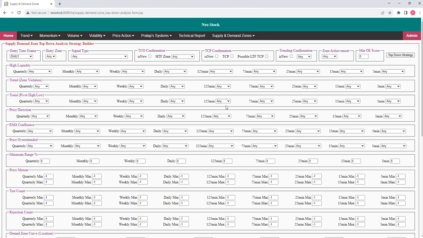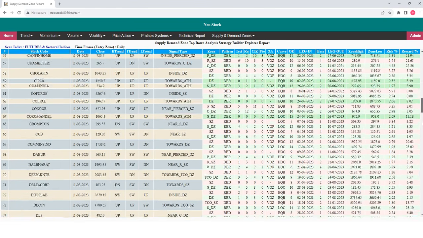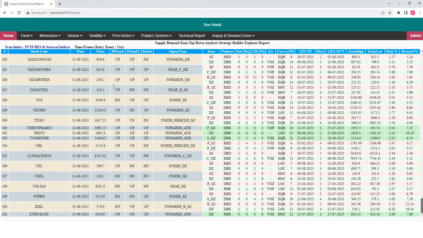What might happen if we don't choose a strategy? So let us verify. I'm selecting my entry time frame as daily, and without defining any strategy, I'm clicking on the button top down strategy. Now it displayed all the 201 stocks listed in futures and sectorial indices.